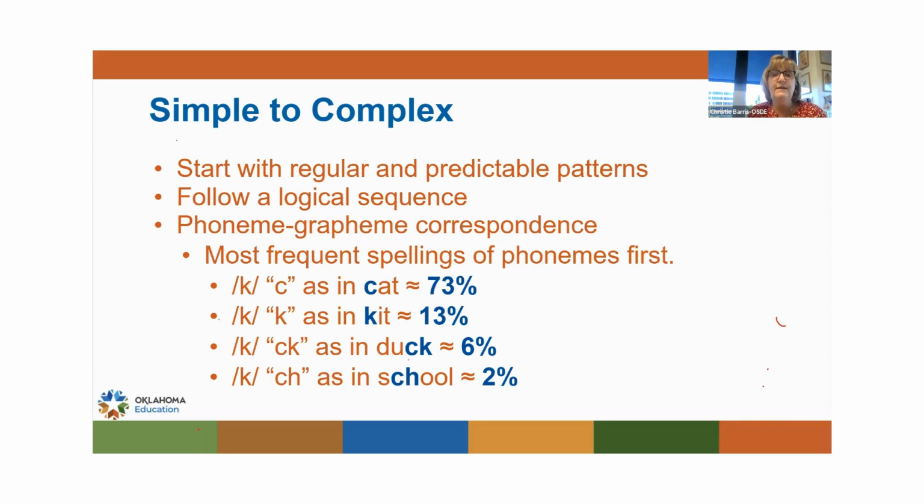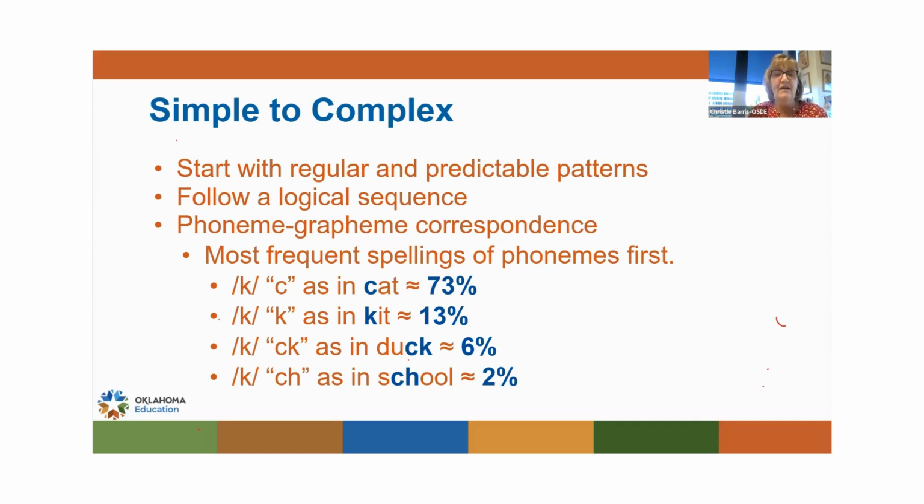We also do phoneme-grapheme correspondence. So we're going to look at the most frequent spellings first. If we're teaching the sound of C, the K sound, we always want to start with the C because 73% of the time, the C is making the K sound in the English language. So that's where we'll start. Most every program you've ever taught has started with C first, right? Before they teach the K.